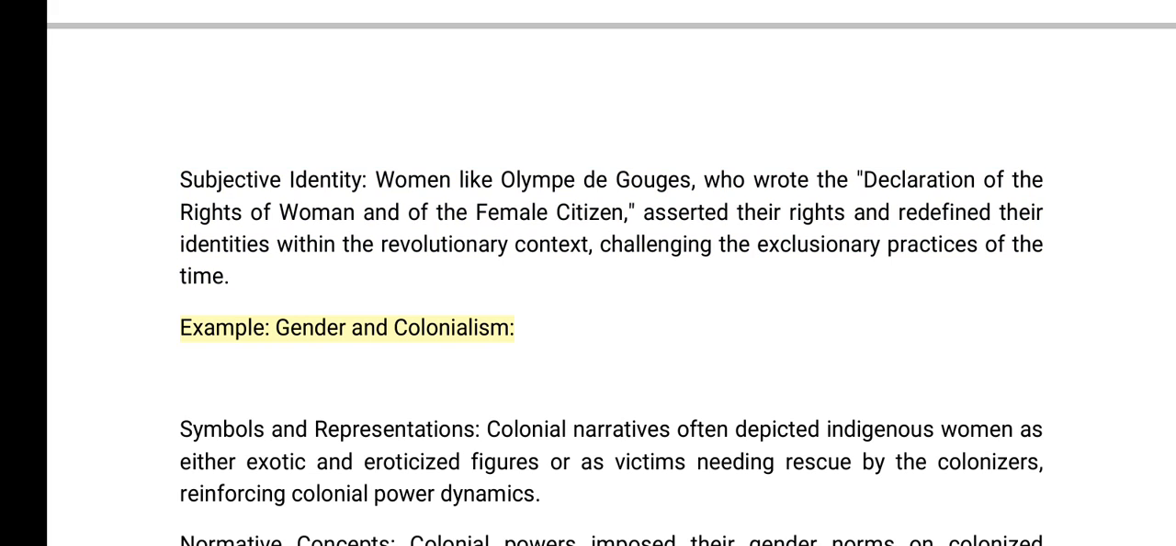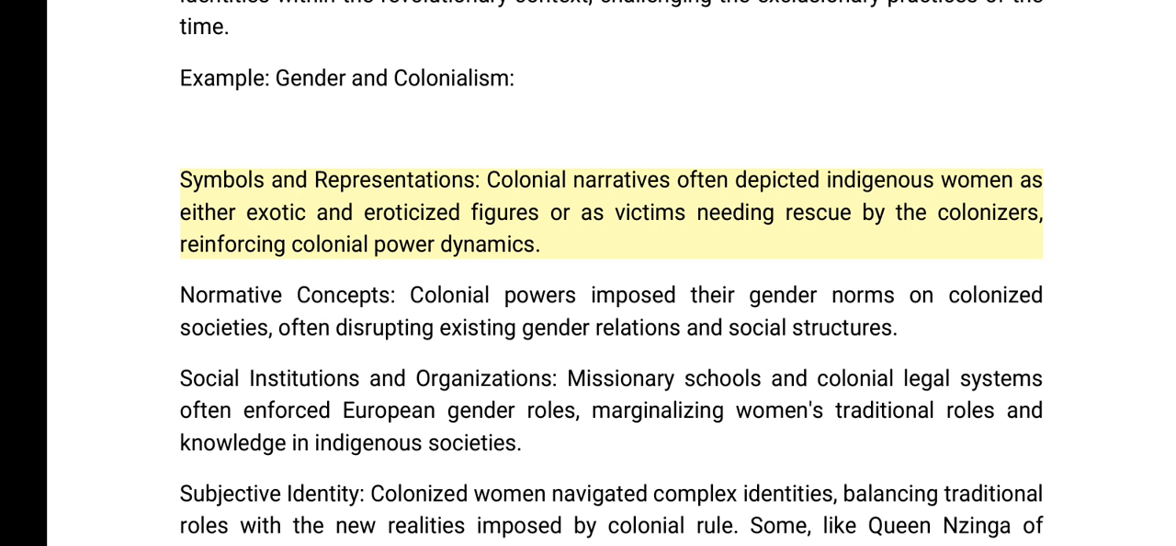Example: gender and colonialism. Symbols and representations. Colonial narratives often depicted indigenous women as either exotic and eroticized figures or as victims needing rescue by the colonizers, reinforcing colonial power dynamics. Normative concepts. Colonial powers imposed their gender norms on colonized societies, often disrupting existing gender relations and social structures.